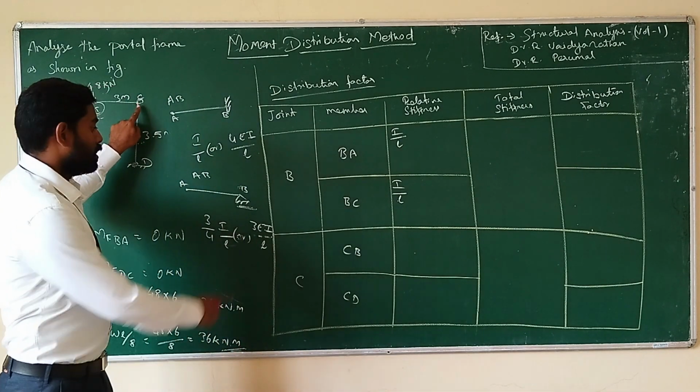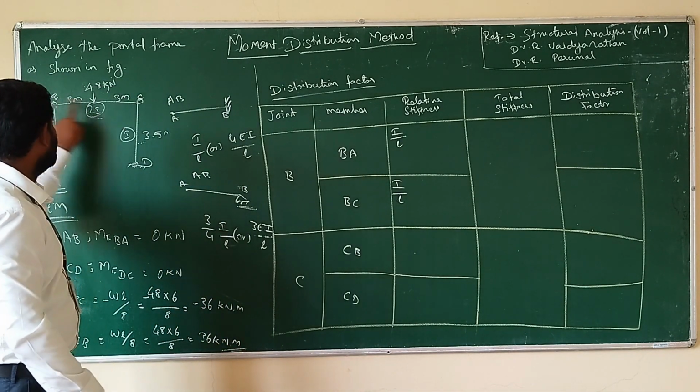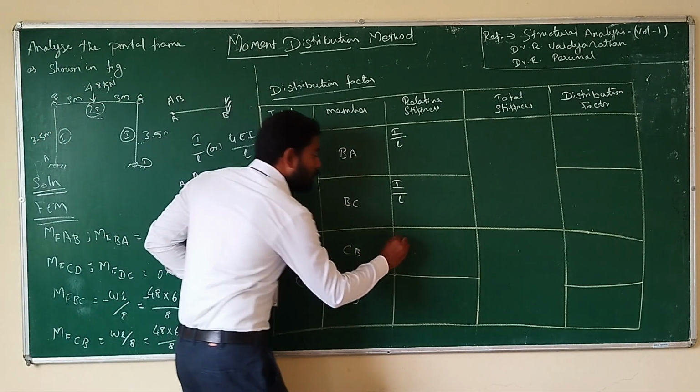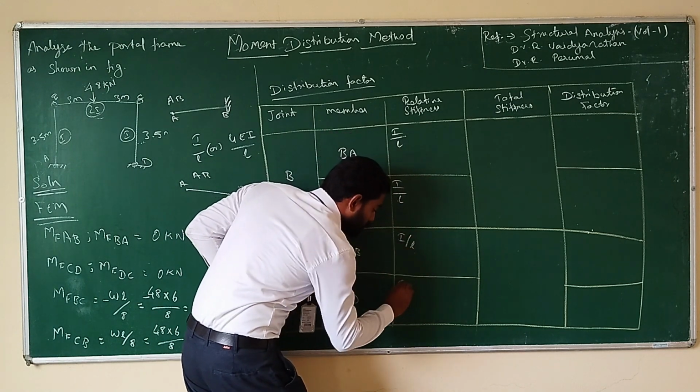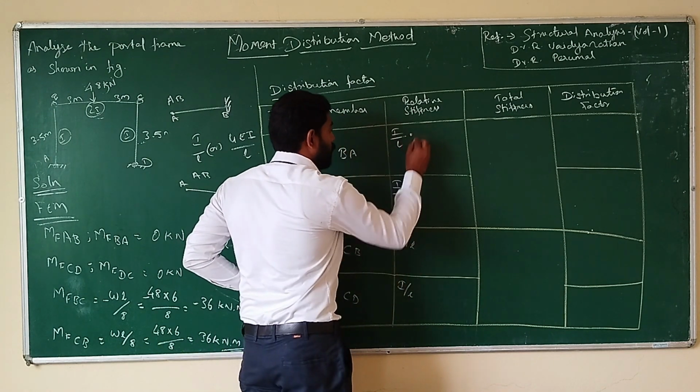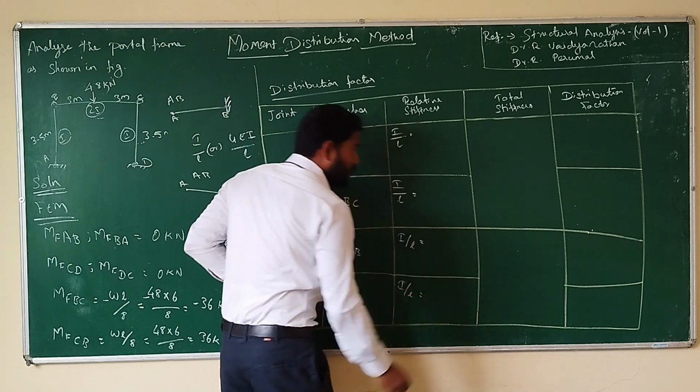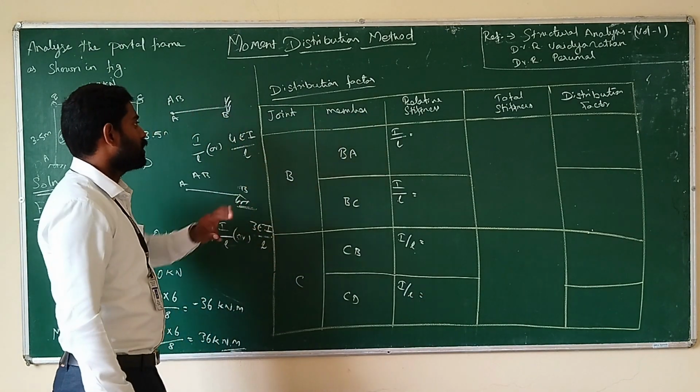And next one, CB. So B is a fixed condition, so I am just going with I by L. And the same way for this one, I by L. I am just going to the next step, the relative stiffness value.